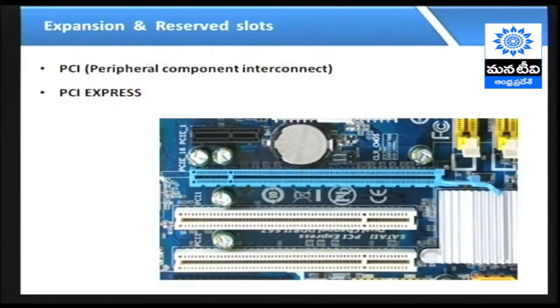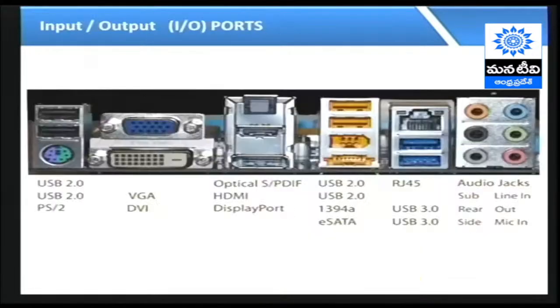On the screen you can identify two types of slots. These white color slots are generally called PCI cards, and the blue color slot is generally called PCI Express. These are the expansion and reserve slots, one of the components of the motherboard. Let's go through one more component of the motherboard, that is input output ports. In a normal computer motherboard, it contains n number of input output ports. Under that, the first component is USB 2.0.